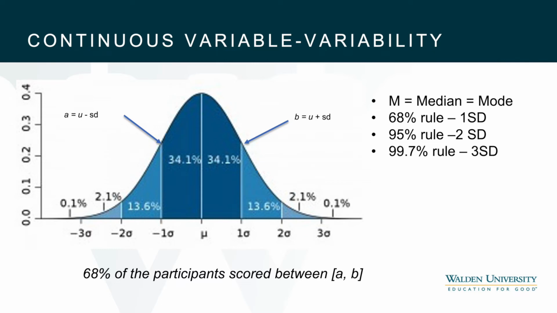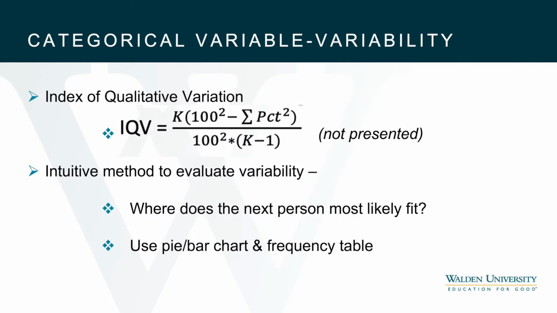On the categorical side, as I mentioned, we have 2 methods really to evaluate variability. That's the IQV, the index of qualitative variation. But I always think that it makes more sense to intuitively approach this and figure out where the next person will land when you add an extra person to the data set for that variable. And I can show you how to interpret that with a pie and bar chart and a frequency table.